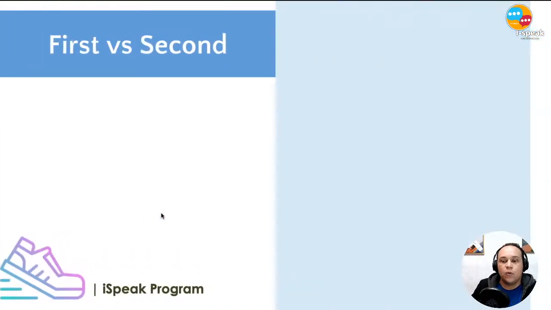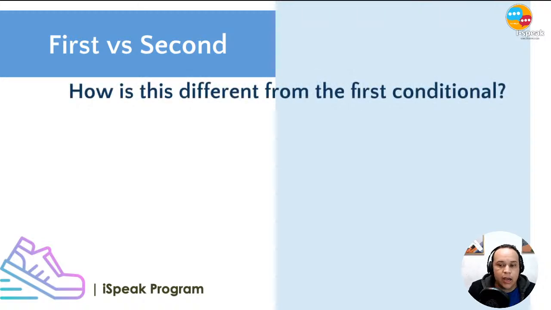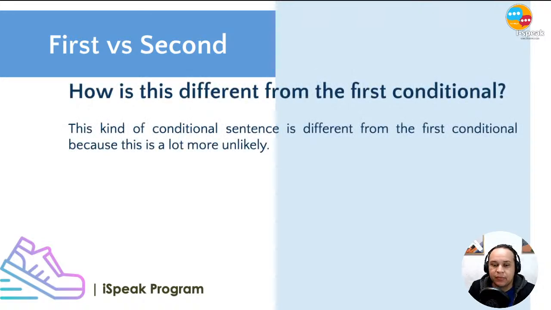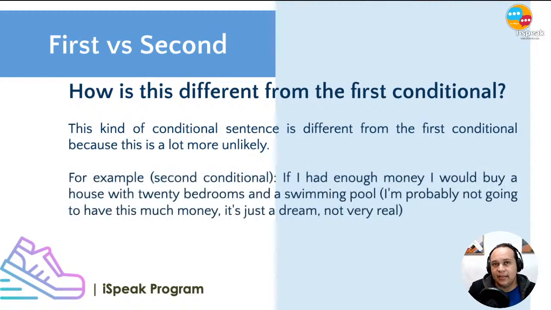Now, what's the difference between the first conditional and the second conditional? Basically, the second kind of conditional sentence is different from the first conditional because it is a lot more unlikely. One more time, it's not going to happen. It's just your imagination. You are imagining situations from the present to the future, or situations that in the future are not going to happen, right? So this is the main difference.